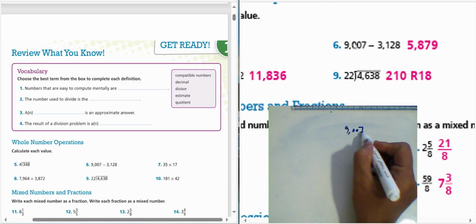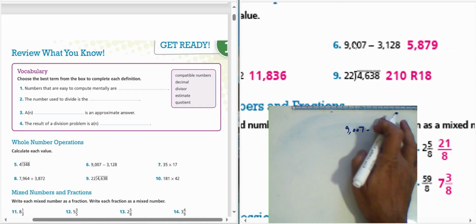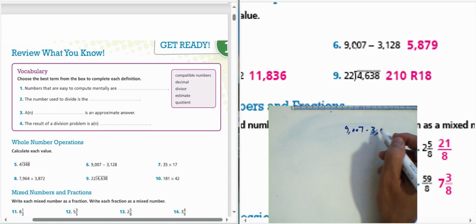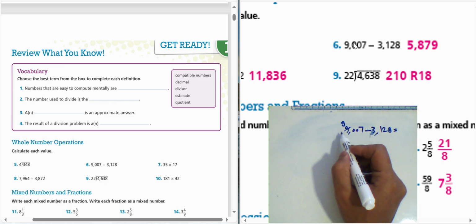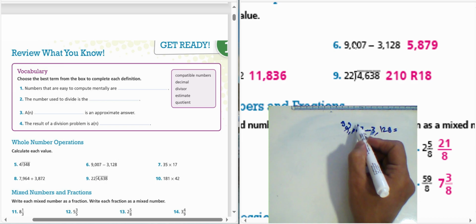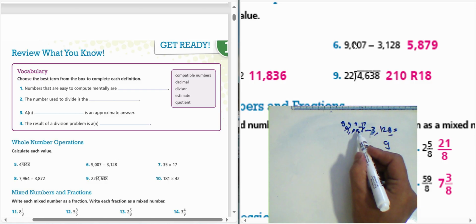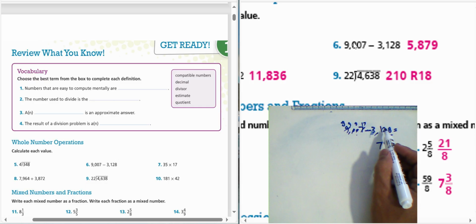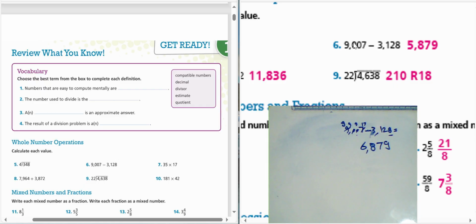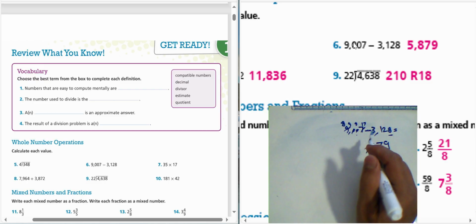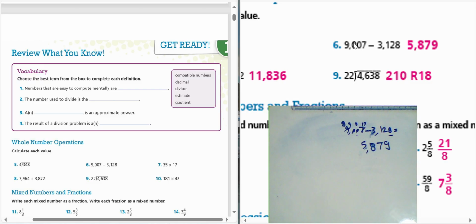And the difference between 9,005 and 3,128. 5 minus 8, we can't do it. Borrow 1 from 9 will be 8 and 0 will be 10. Borrow 1 from 10 will be 9 and 5 will be 15. 15 minus 8 will be 7. 9 minus 2 equals 7, 9 minus 1 equals 8, 8 minus 3 equals 5. The result will be 5,877.